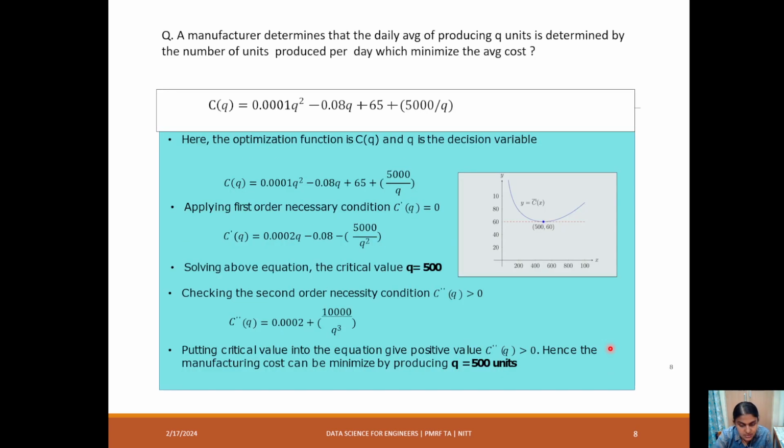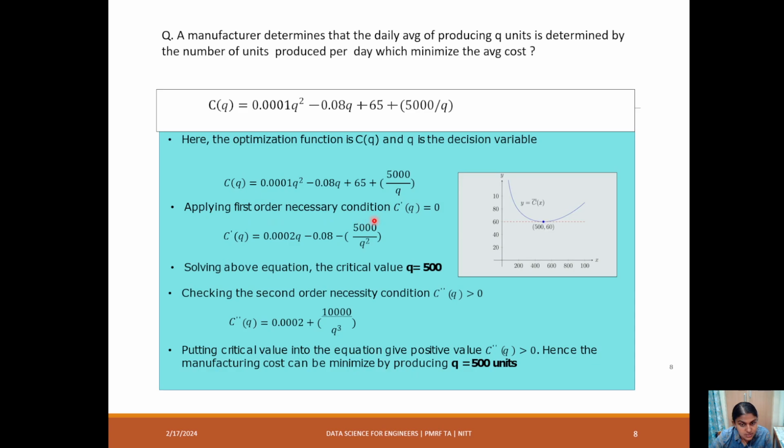I think this is very clear. Then the next one: a manufacturer determines the daily average cost of producing Q units, determined by the number of units produced per day, which minimizes the average cost. So our objective is to minimize the average cost. Cost is given by C of Q equal to 0.001 Q square minus 0.08 Q plus 65 plus 5000 by Q. So here the optimization function is C of Q, and Q is the decision variable.